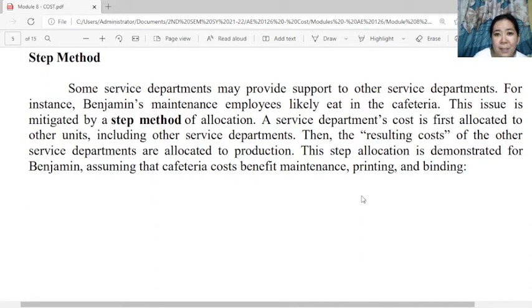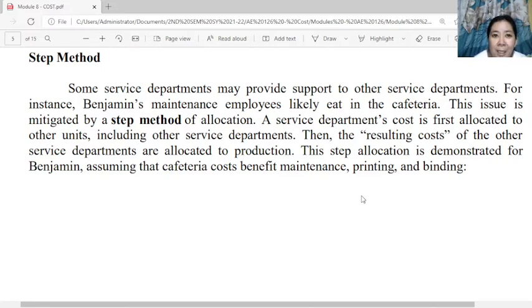Some departments may also provide support to other service departments. For instance, using our example earlier, Benjamin's maintenance employees are likely to eat in the cafeteria. This issue is mitigated by the step method of allocation, because a service department's cost is first allocated to other units, including other service departments as well. So in the maintenance department, for example, there are also employees who are eating in the cafeteria, and not only the employees under the productive departments.